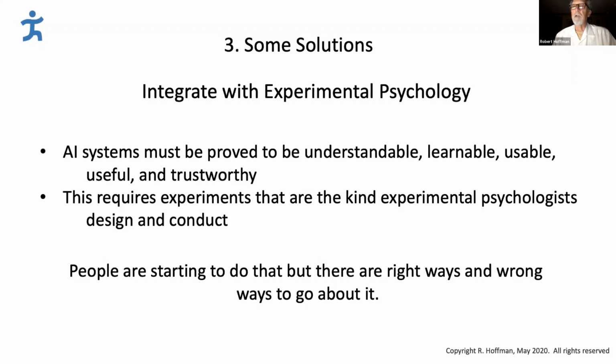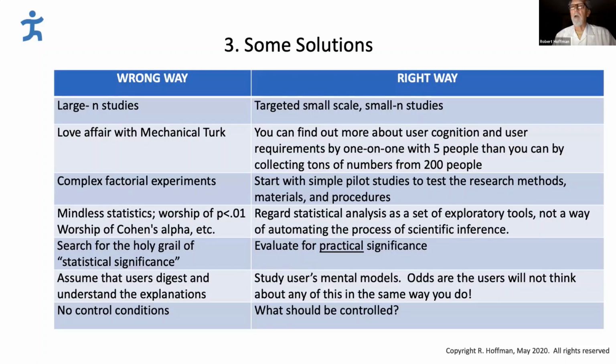And some people in the explainable AI community are starting to do that, but there are right ways and wrong ways to go about it. So the wrong way: 5,000 Mechanical Turkers and we'll get statistical significance. Not good. The better way is targeted small-scale studies with small n.